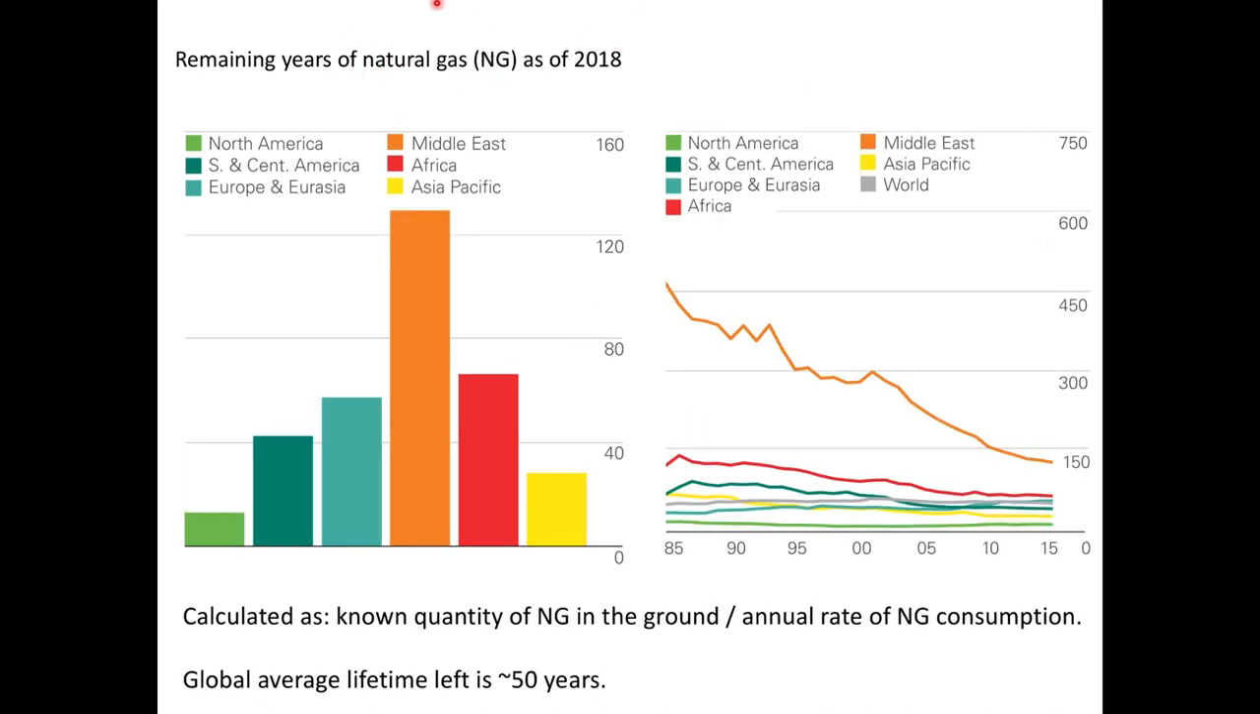And we see the same thing for natural gas. Different regions of the world have longer years left. If only the Middle East consumed the natural gas they produce, they would run out in about 120 years. But if you look at the right, even the amount of gas being produced in the Middle East is dropping. And in each of these areas, you can see a negative trend as a function of time. The global average for natural gas is also 50 years left. That doesn't mean we'll run out in exactly 50 years, but that in the absence of new large discoveries of natural gas, and based on forecasted rates of consumption, the amount we know exists in the ground today for oil and natural gas is enough to satisfy global consumption for about 50 years.